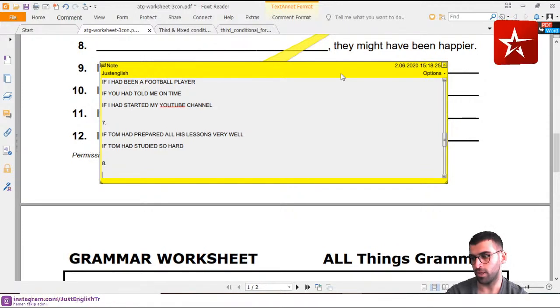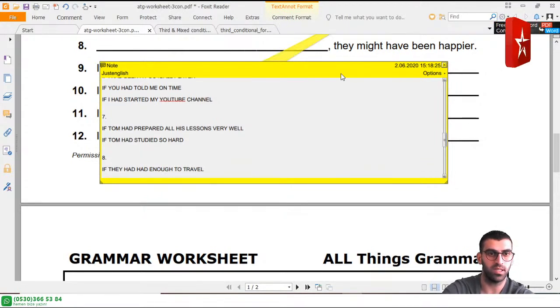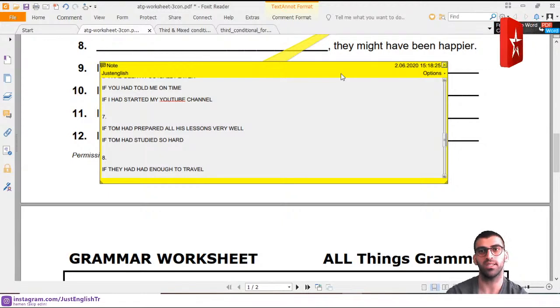Alev asked a question. If only I had the answer to that question. Why not, Mr. Ayhan? You can answer this question and you can write. No problem. All right. They might have been happier if they had enough money to travel. Yes, if they had enough money to travel, they might have been happier. It's a kind of possibility for this sentence.